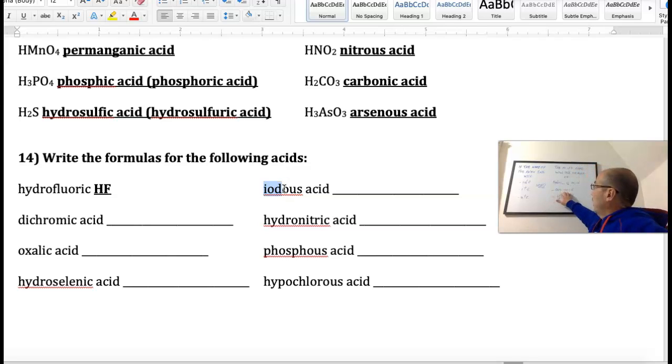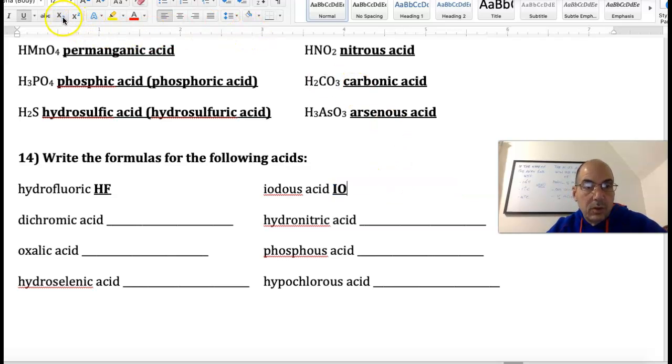Here we see iodous. Iodous acid means that we have to have an anion ending in -ite, so it must be iodite. I know my ions. Iodite is IO2 and it's also a -1 ion. Well, if it's -1, that means I need a hydrogen in front, so it's HIO2.